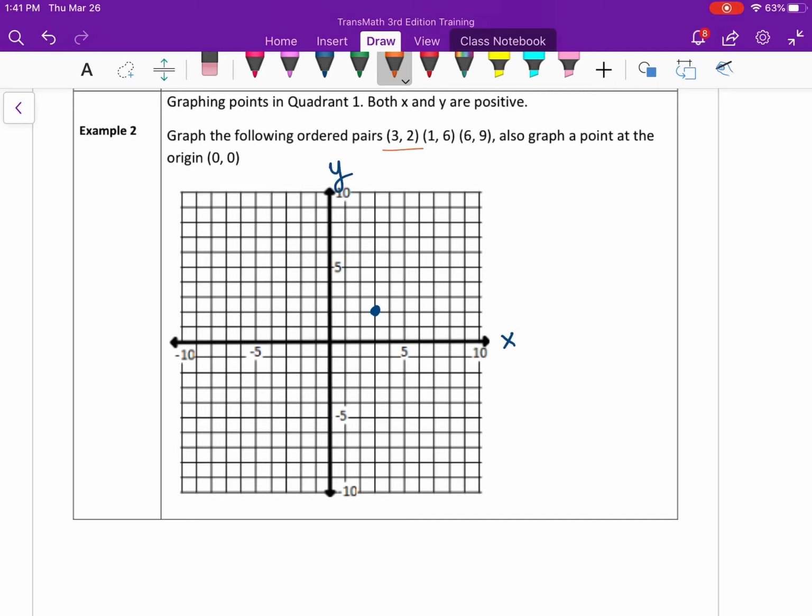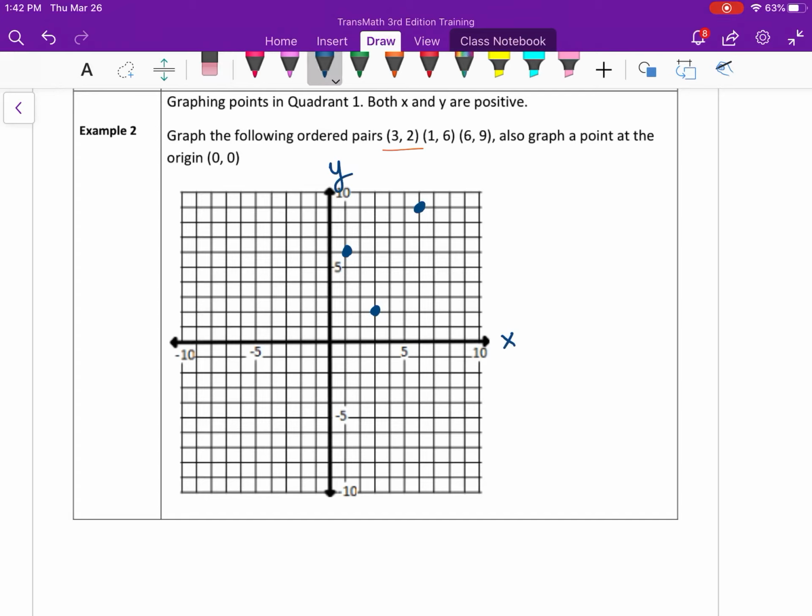To graph the point 1, 6, again, you start at the origin every time. 1, 6 means to the right 1, and then up 6. And then I can put a dot right there. And 6, 9 means you go back to the origin, you count over to the right 6, and then up 9. Oh, I think I went up 1 too many. 9 would be right here. 1 below 10, so 6, 9.